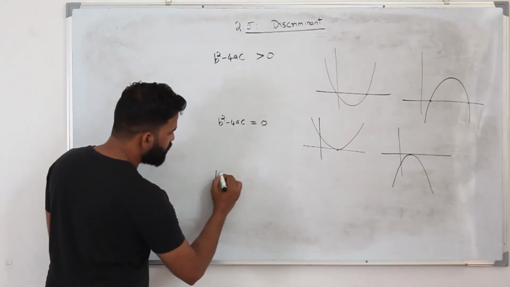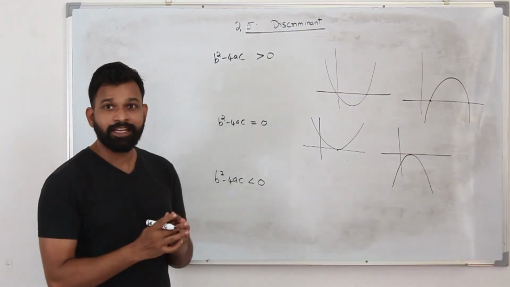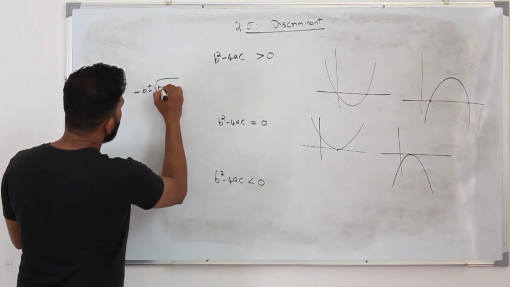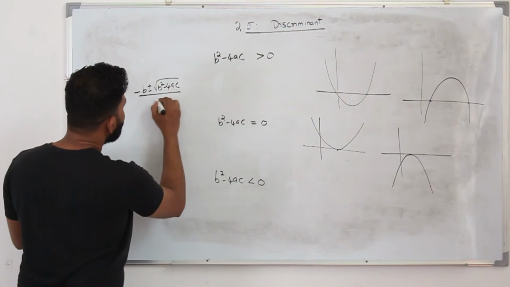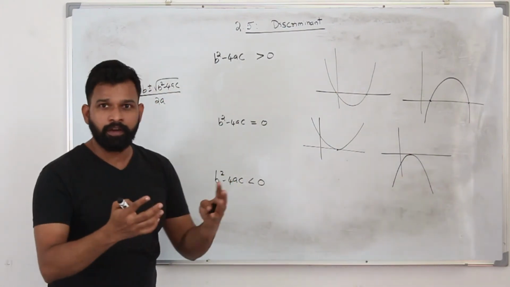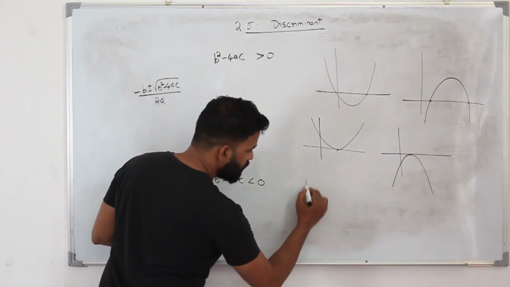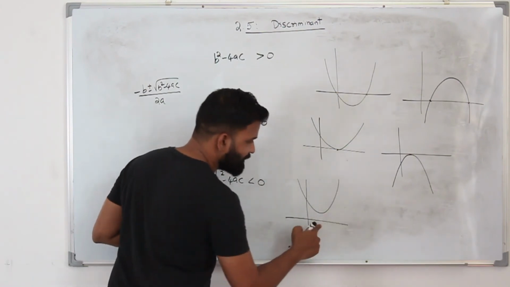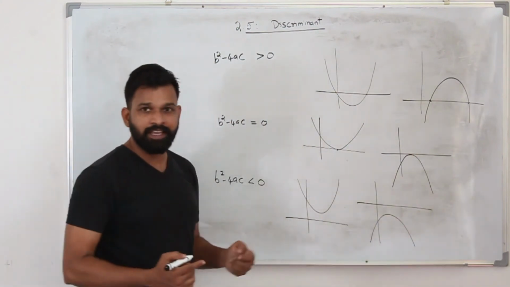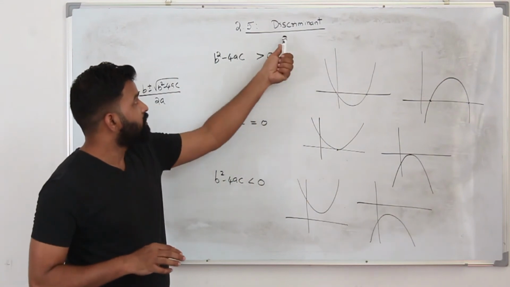What will happen if your b square minus 4ac is less than 0? When I say less than 0, it's a negative number. So in the quadratic formula, you will have square root of a negative number here. When this is less than 0, you will have square root of a negative number, which means no solution. No solution means the graph will not touch the x-axis at all, even for the upside down graph. It will not touch the x-axis. These are the three things that you are going to learn in discriminant.